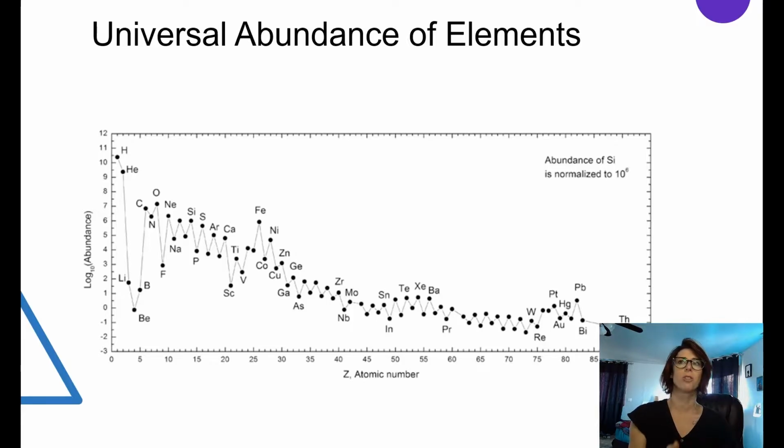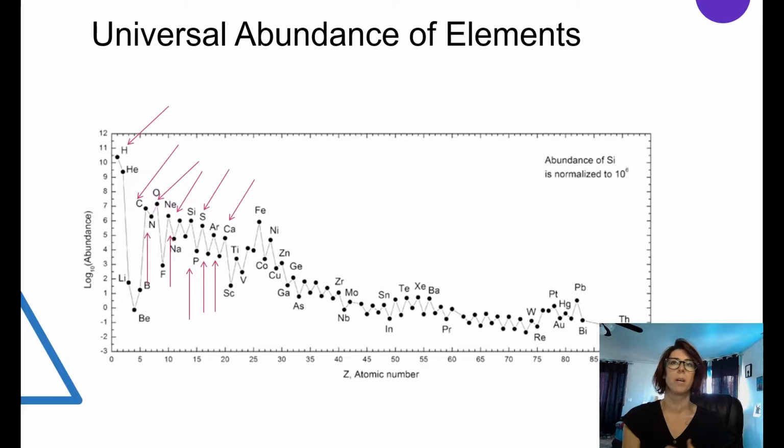So this graph shows the universal abundance of different elements. So you have oxygen, carbon, hydrogen, helium, et cetera, et cetera. Now, it's no coincidence that the most abundant elements that build living things are also among the most abundant elements in the universe. These are the most available building blocks for life. And this is another way that you could consider us star stuff. What we are made of reflects what the universe is made of.